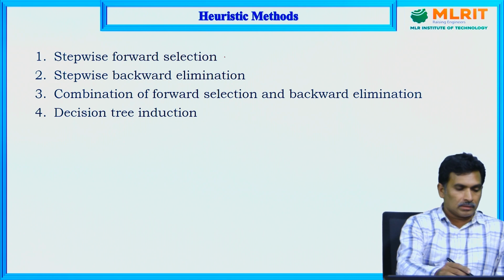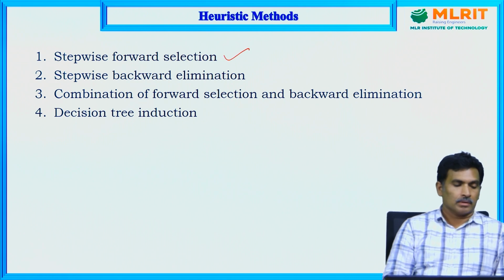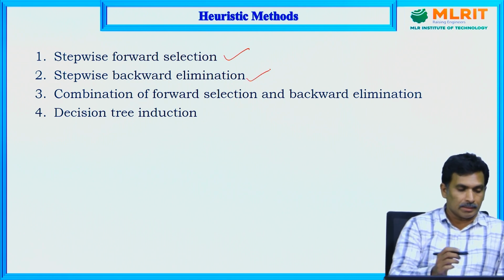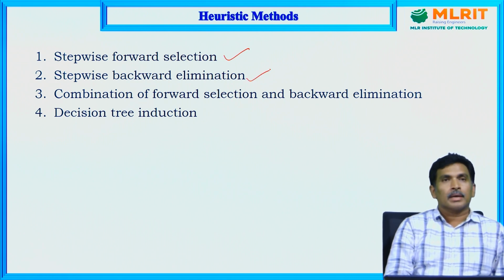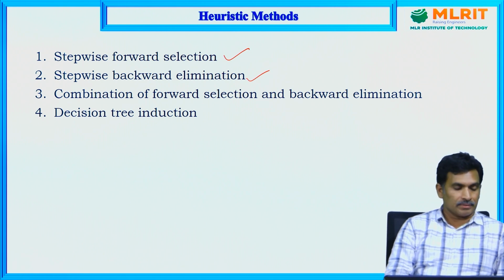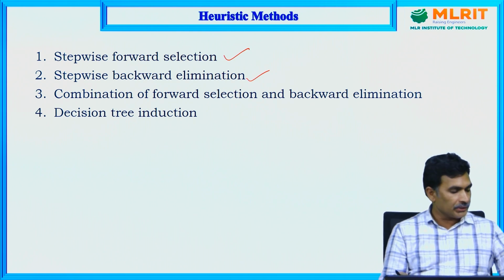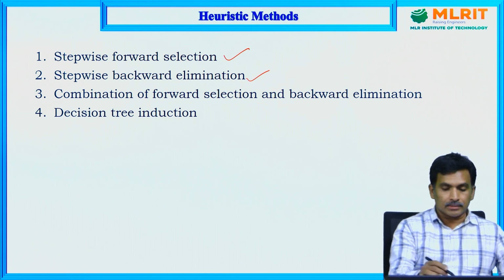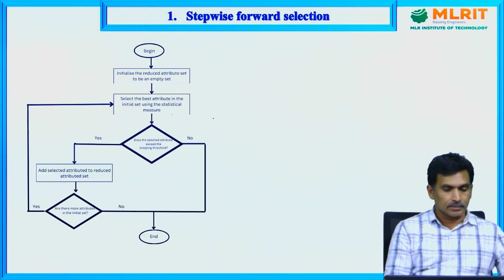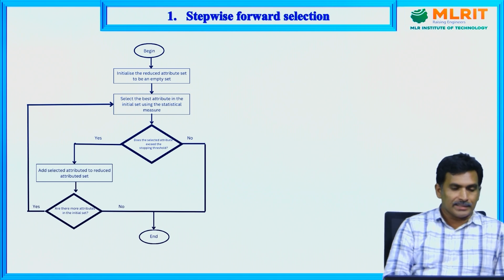One is a stepwise forward selection, second is a stepwise backward selection, and then the third is a combination of both forward selection as well as backward selection, and the fourth one is decision tree induction. So let us quickly see all this in a little more detail.